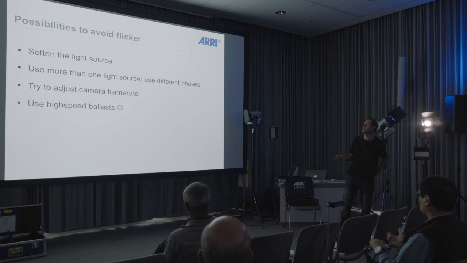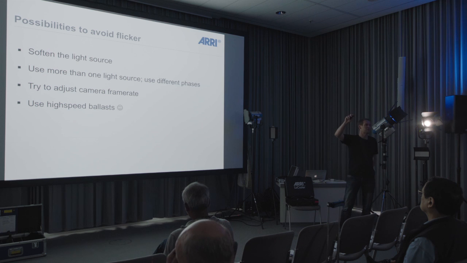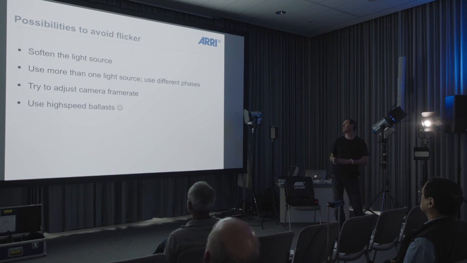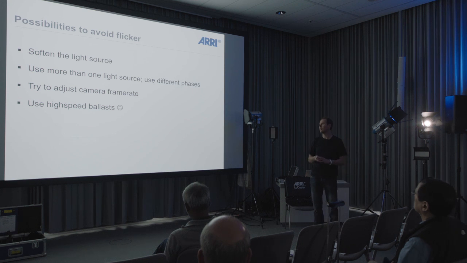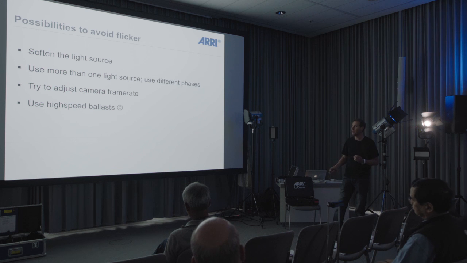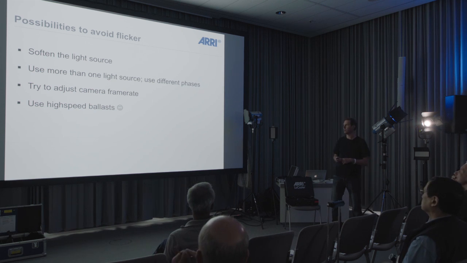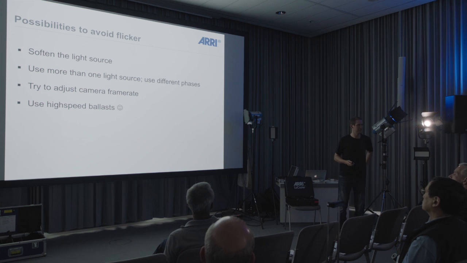And of course, you can always try to adjust the camera. From former times, when we had the old conventional ballasts, we had to adjust our camera speed so we don't see any flicker. This is still the same method and still possible even now if we work with a high-speed ballast. You can try to adjust a little bit in the camera to avoid flicker, and of course, use high-speed ballasts if you have them.